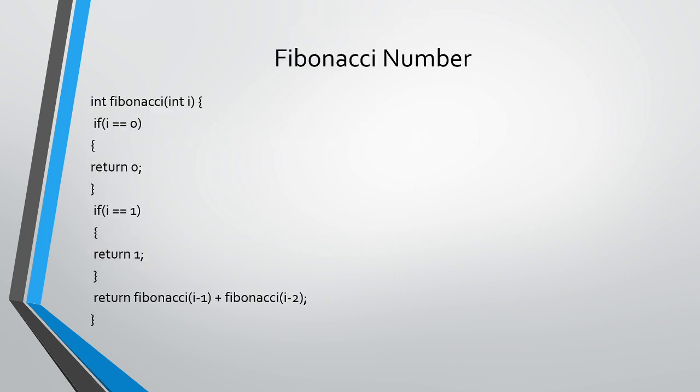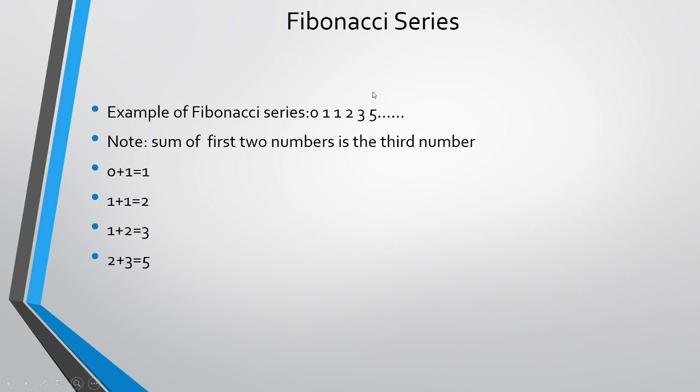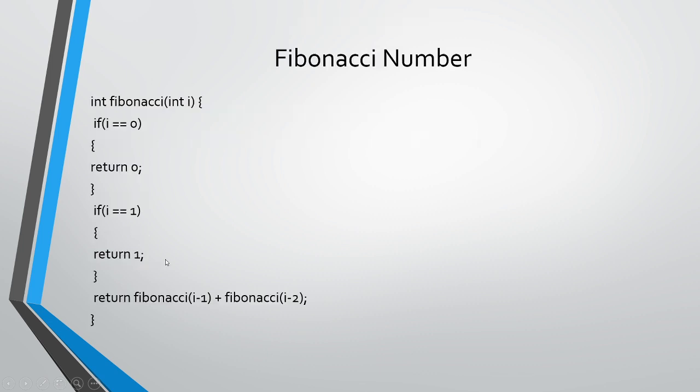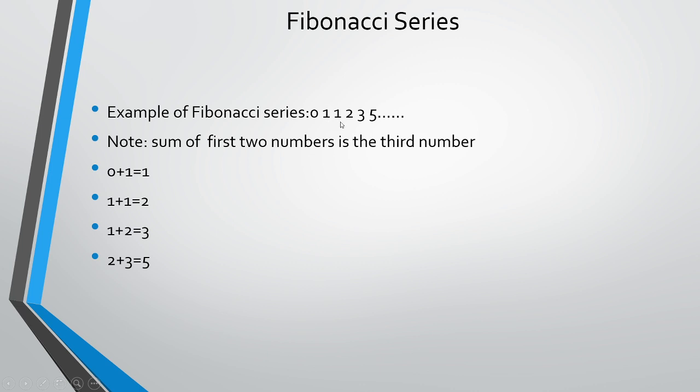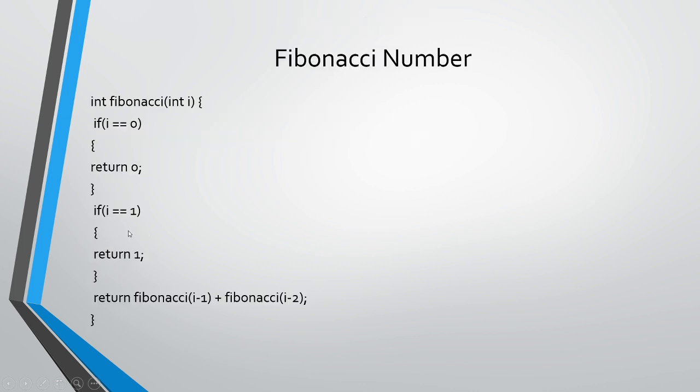That's the answer. So if the count is 0, the first position, then the value is 0, return 0. So you will get the first value 0. If the count is 1, if the second position is asked, then it should return 1. These two are constants. Otherwise, if I want to generate the Fibonacci of the third position, or any other position, then it will call Fibonacci of i minus 1 plus Fibonacci of i minus 2. That's the operation we want to perform.